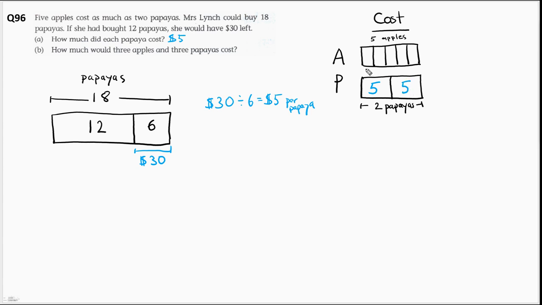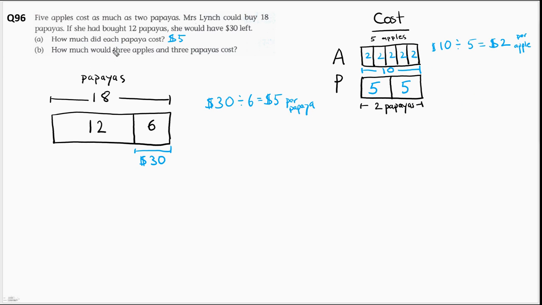Okay, so now we know that this whole thing is worth $10. So 5 apples cost $10. And if we divide the $10 by 5, we're going to get $2 per apple. Okay, this is 2, right, all of those are 2.